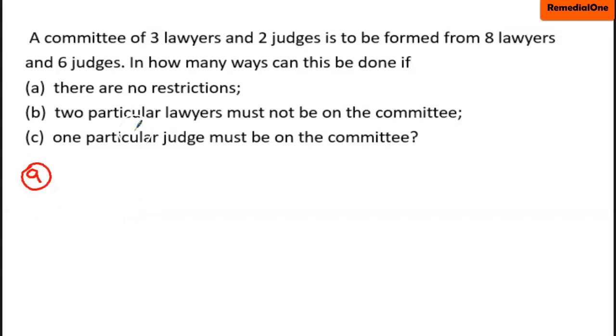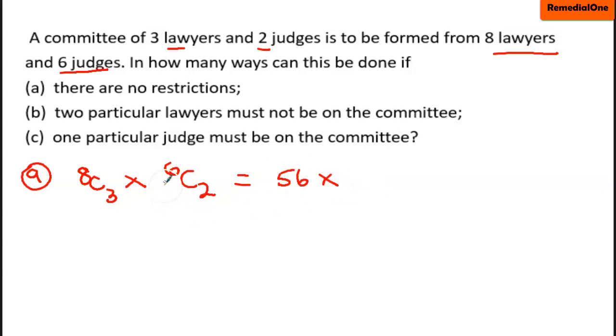So the first one, if there are no restrictions, it means that you have 8 lawyers and you are choosing 3, and 6 judges and you are choosing 2. So 8 combination 3 times 6 combination 2, which is equal to 56 times 15. So we are getting 840 ways.